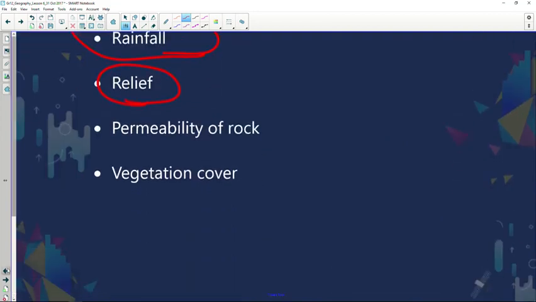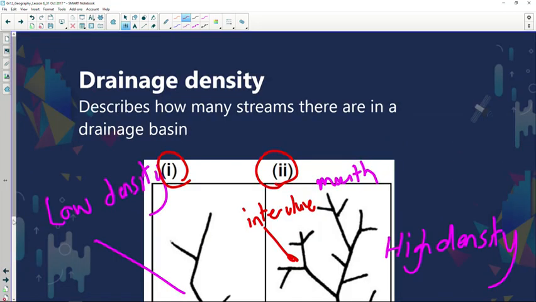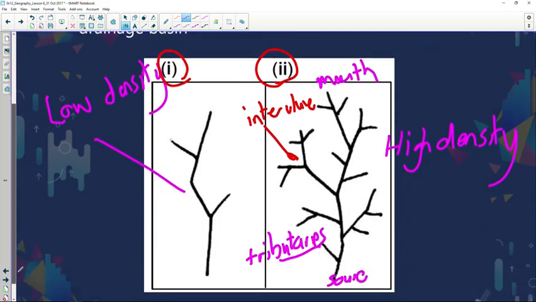Now, relief refers to the steepness of the slopes. Now, the high density one, number 2, do you think it's a steep gradient or a gentle gradient? And do you think the low density is going to be a steep gradient or a gentle gradient? Now, very simple matrix. If you look at the scenario over there, if it's going to be a steep gradient, will the water be able to infiltrate? No.